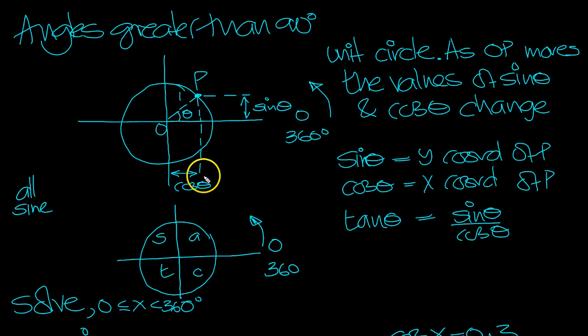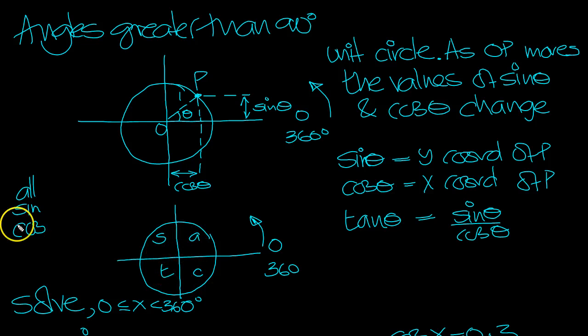And let's have a look at cosine then, shall we? As P moves around, we can see that the x-coordinate is positive, negative, negative, positive. So cosine is positive here and here. See A and C? So that's positive there, and it's negative there and there.